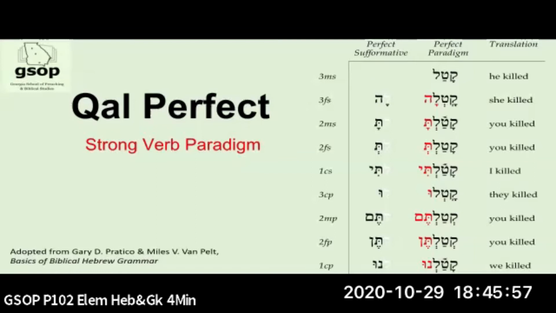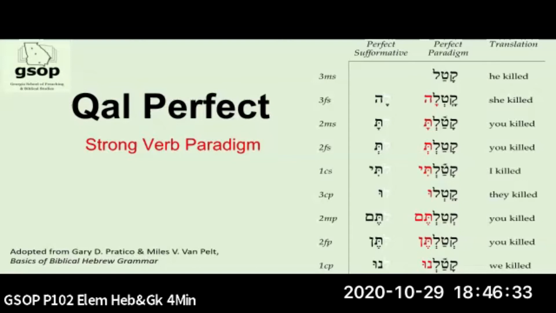And so here, same kind of thing. You add a qamets with a hey at the end. And so you get, I can't read, it's too small for me to read. Let me look up here. Qatlah, "she killed." That's how I know it's third person feminine singular. It's still perfect conjugation, it's still the Qal stem, but to make it feminine, third person singular, I'm going to add the hey, and I'm going to add a suffix to it. You got everyone okay with that so far?